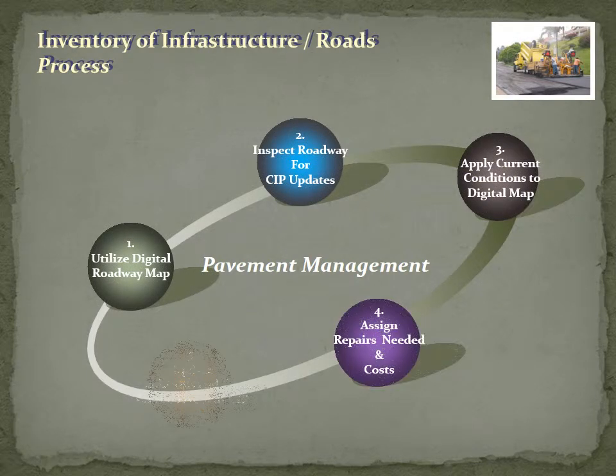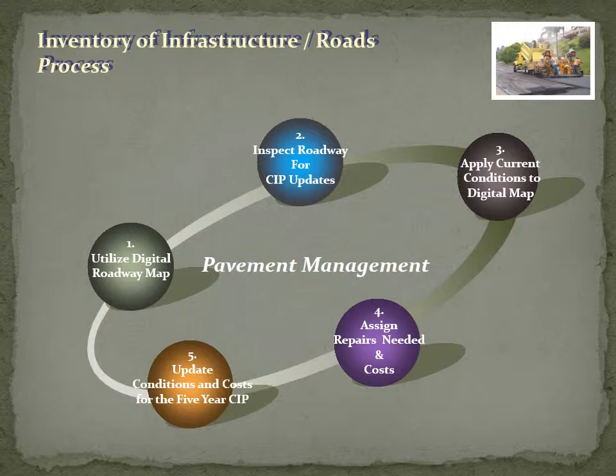An inventory of the city's roads condition is a key component in the 5-year plan. The process of the inventory will be to first utilize digital road mapping, second, inspect the roadway condition for capital improvement plan updates, then apply these conditions to a GIS and digital map, then assign the roadway repairs and costs, and finally, update all the conditions and costs for the 5-year capital improvement plan.